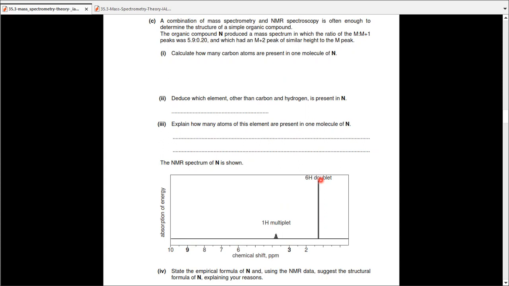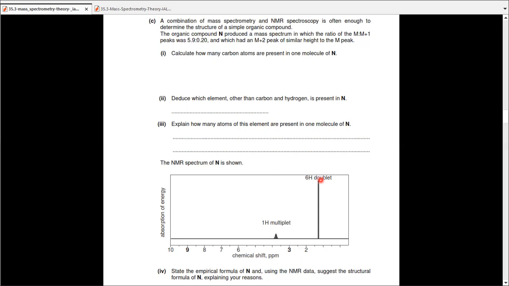Deduce which element other than carbon and hydrogen is present in N. We're not talking about the hydrogen peak. He's asking which third element is present other than carbon and hydrogen in N. You don't need the MR. He gives you a hint: which had an M plus 2 peak of similar height. Bromine. Bromine, very good. Because the height of the M and M plus 2 peak was the same.